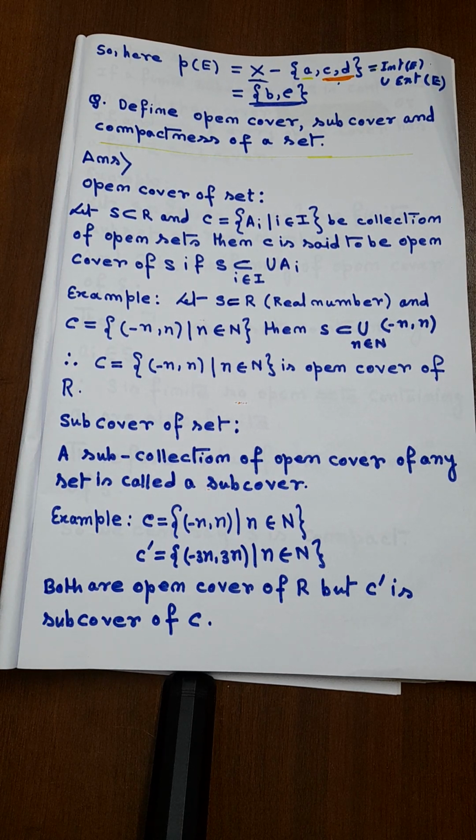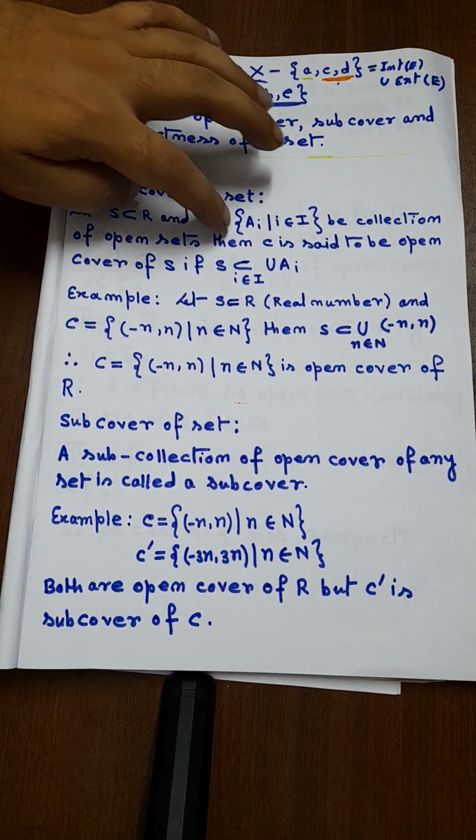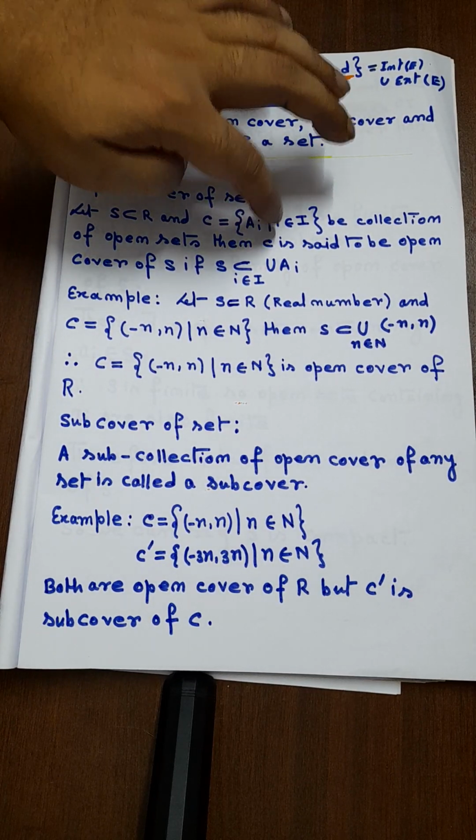Okay, what is the open cover of a set? Let S be a subset of R, where R is the real numbers, okay. Let C be a collection of open sets A_i such that i belongs to I, okay. Open sets are a collection of subsets, like classes, like a class of sets, right? So that is why we write it like this: A_i such that i belongs to I, be a collection of open sets.